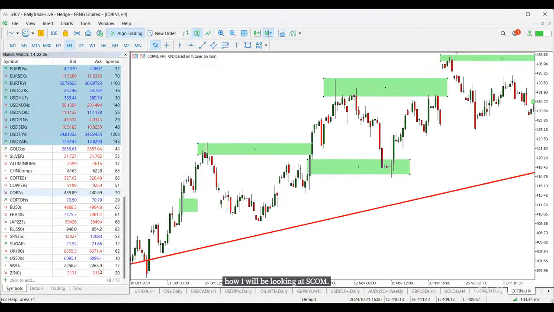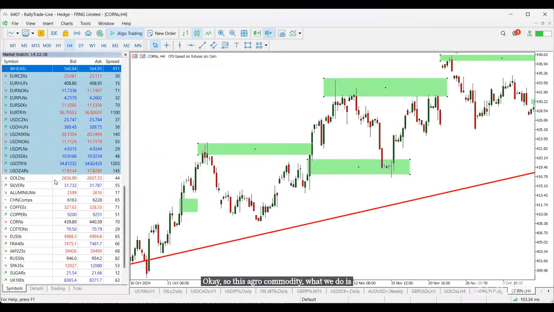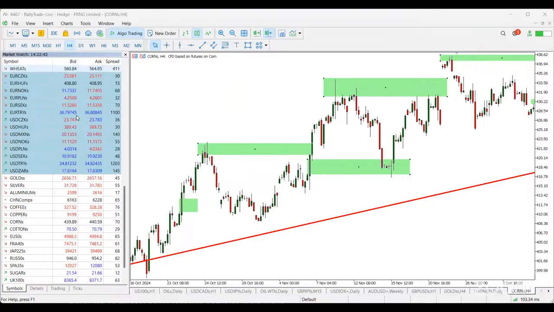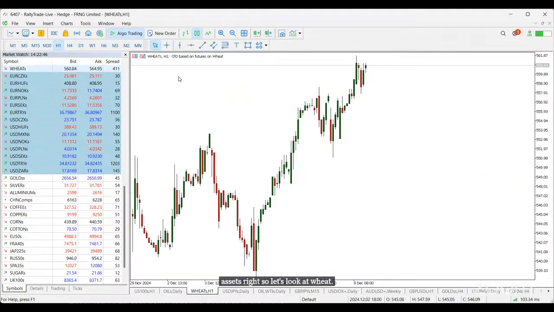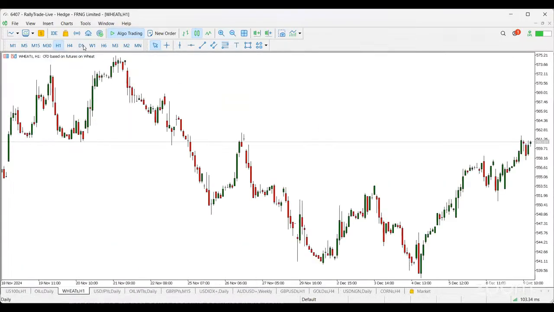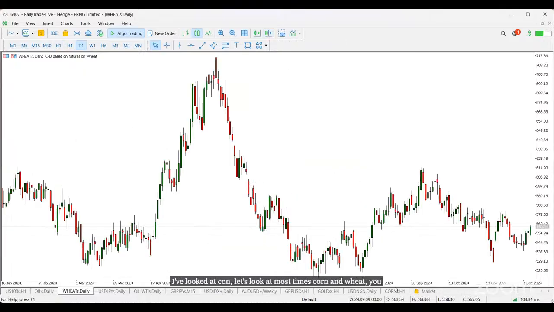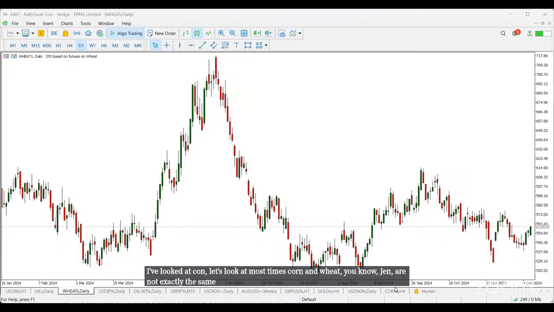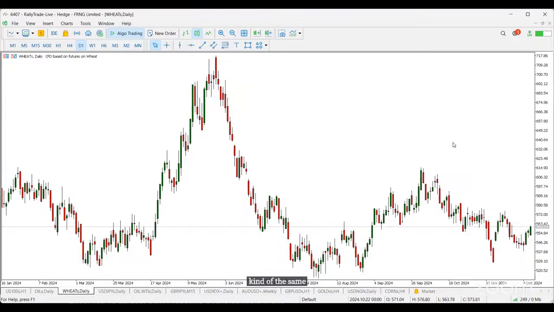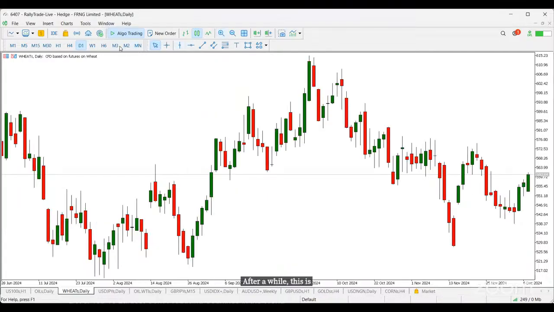So with agro-commodity, what we do is try and analyze agro assets. Let's look at wheat. I've looked at corn, let's look at wheat. Most times corn and wheat, not exactly the same, but they generally follow the same pattern because their uses are quite similar. The use of corn is very similar to the use of wheat. So what we have noticed is that after a while, this is the daily time frame.